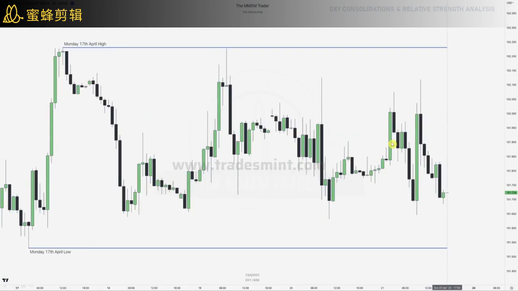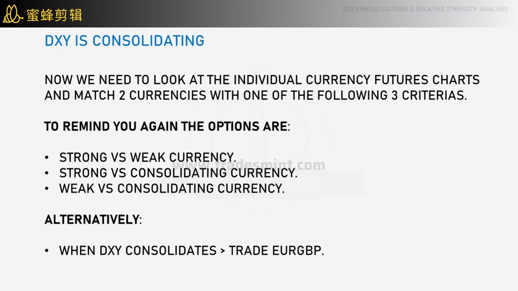And how does that look like on a 1 hour chart? Well, it's one big consolidation. So now we see DXY is consolidating. Now we need to look at the individual currency futures charts and match those two currencies with one of the following three criteria. Now again, to remind you, the options are strong versus a weak currency, strong versus a consolidating currency, and then a weak versus a consolidating currency. And alternatively, when DXY consolidates, we can also trade Euro GBP, right? Because it's a cross which moves when DXY is consolidating.